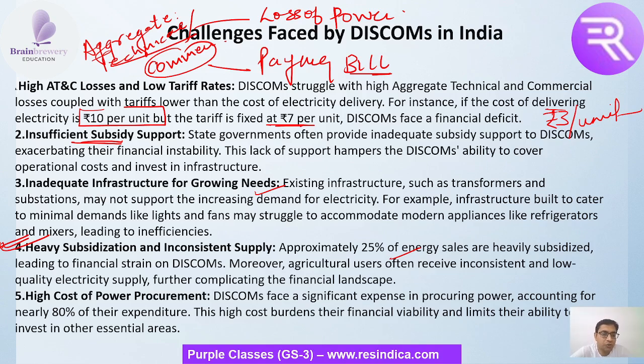Then the high cost of power procurement. Discom has to procure the power at a high cost. 80% of their expenditure goes on procuring this power. Because of that, they lose their financial viability, and it limits their money to invest in other places, because 80% is going on buying the power. So where will they invest in other things, right? So there is a need to reduce the expenditure in power procurement by a more efficient way of working.